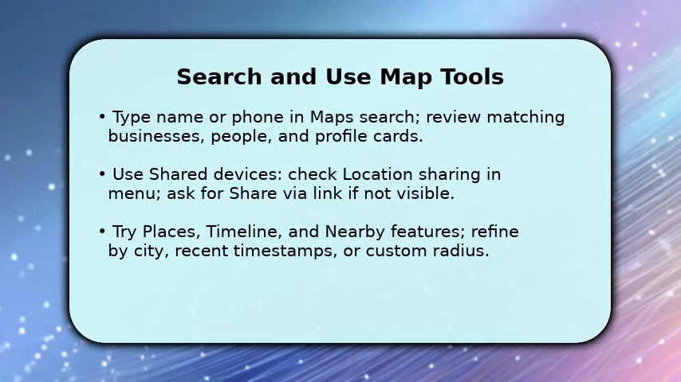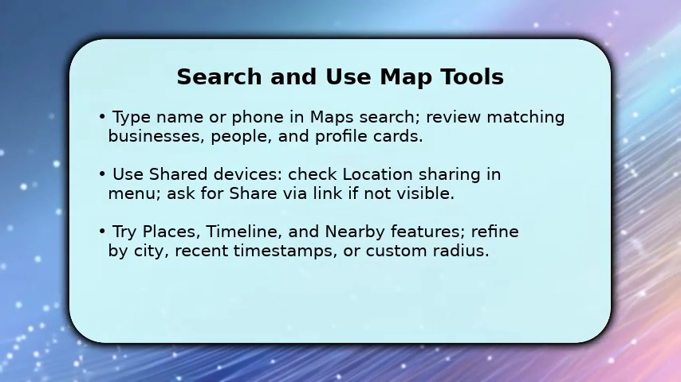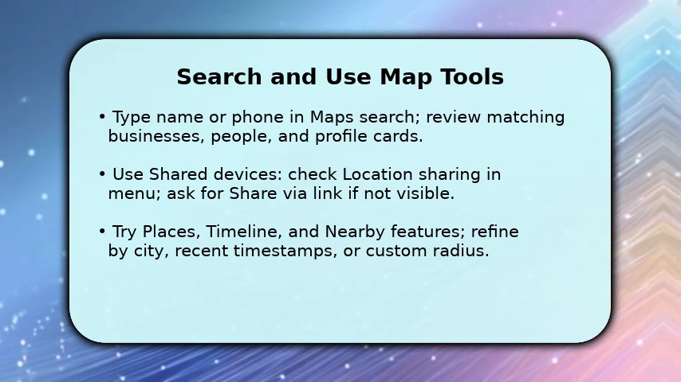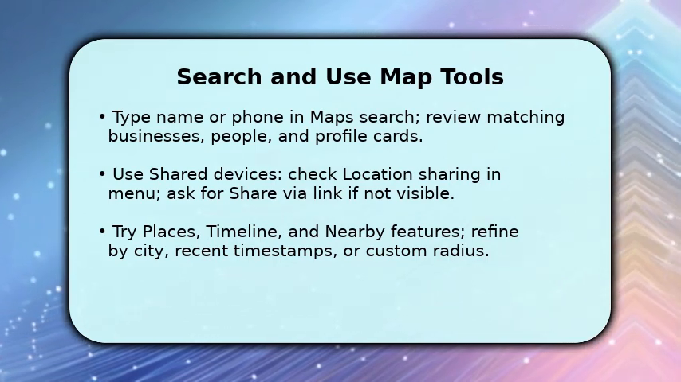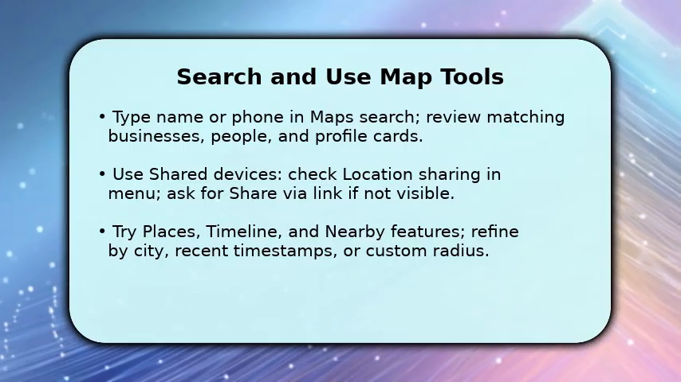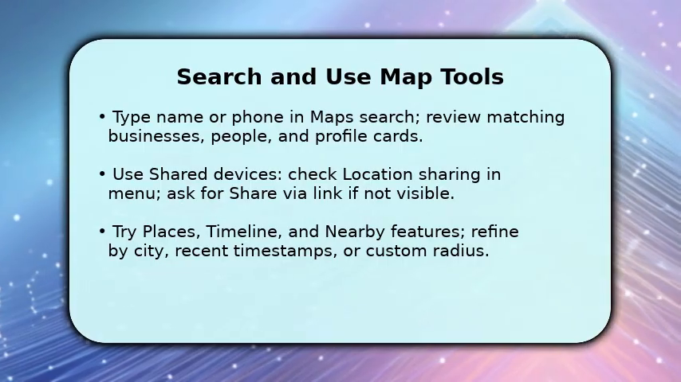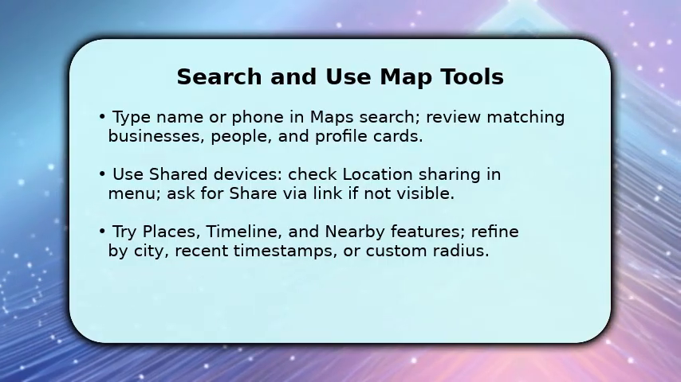Type the person's name or phone number into the map search box and scan profile cards and place results. Sometimes people appear via businesses or profiles. Next, open the menu and tap location sharing. If they've shared with you, it shows immediately, otherwise request a share link.